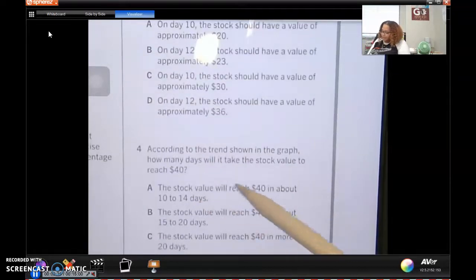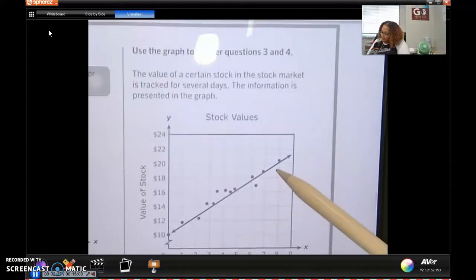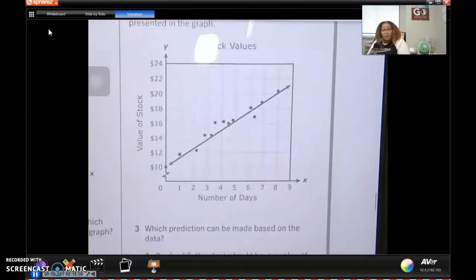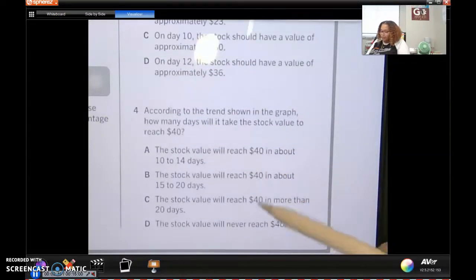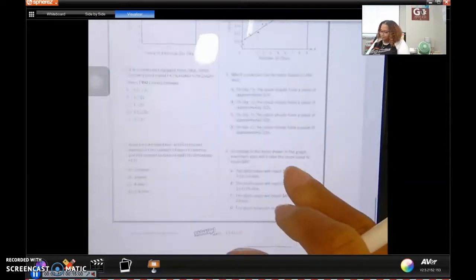Then it says, looking here, if day 8 is about 20, then if I double day 8 at about 20, that should put me at about day 16, and that should put my 20 at about 40. So it's asking about 40. So which one of these estimates to be about 16 days is going to be the best answer for this?